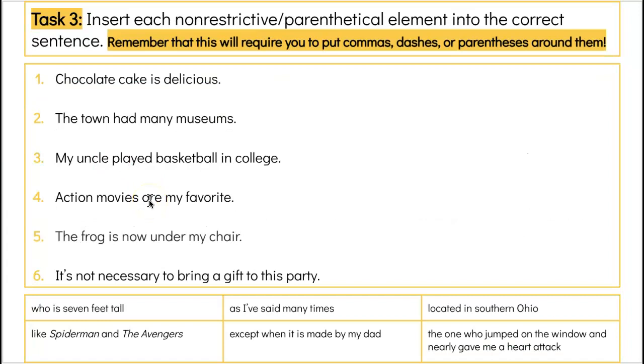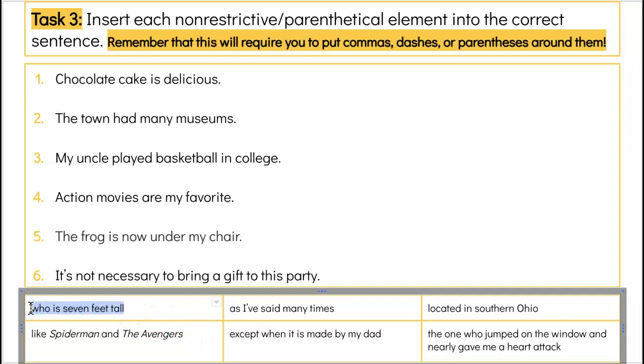Task 3 says, insert each non-restrictive parenthetical element into the correct sentence. Remember that this will require you to put commas, dashes, or parentheses around them. So you've got 6 sentences here and 6 phrases or clauses, and you're going to kind of have to match which one goes with which sentence. So take a second and read all of them. Read all the sentences, read all of the examples, and I'm going to do this one that says, who is 7 feet tall? This looks like it is describing my uncle.